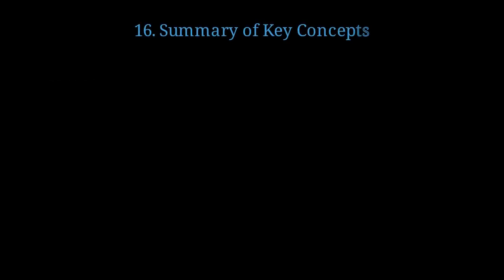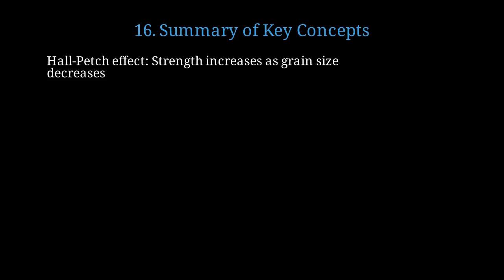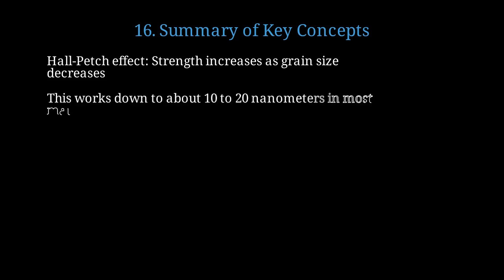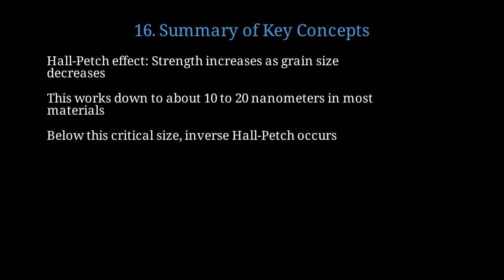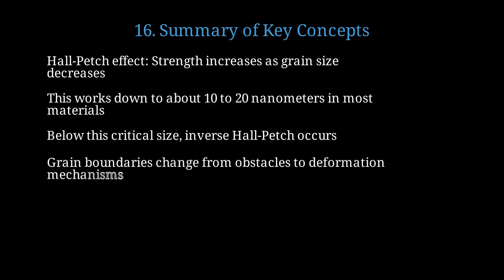Let's summarize the key concepts we've covered. The Hall-Petch effect shows that strength increases as grain size decreases, following a 1/√D relationship. This strengthening mechanism works effectively down to about 10 to 20 nanometers in most metallic materials. Below this critical size, the inverse Hall-Petch effect takes over and strength begins to decrease. The transition occurs because grain boundaries shift from being obstacles to becoming the dominant deformation mechanism themselves.